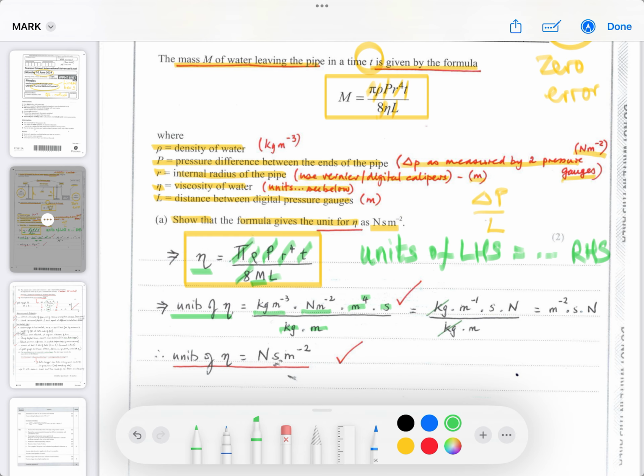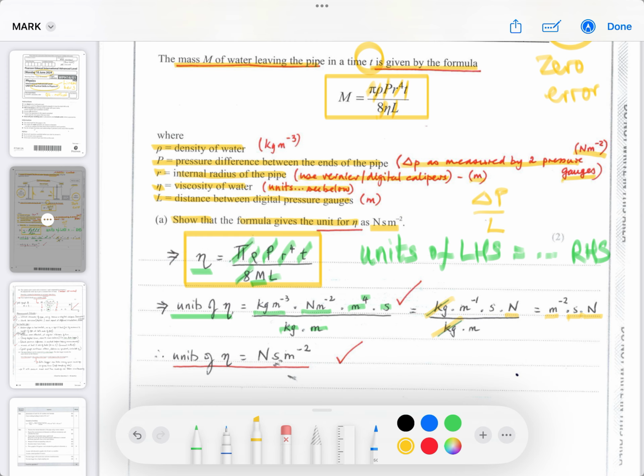Now you've seen that the kilograms will cancel out, and you want to put all the meter figures together. So you've got meters to the minus 1 divided by meters. So that's another minus 1, so it becomes meters to the minus 2. There's only one term with seconds in it, so second stays as S. And N I've left from pressure on its own. And there you go, the left-hand side is meters to the minus 2 seconds times newtons.